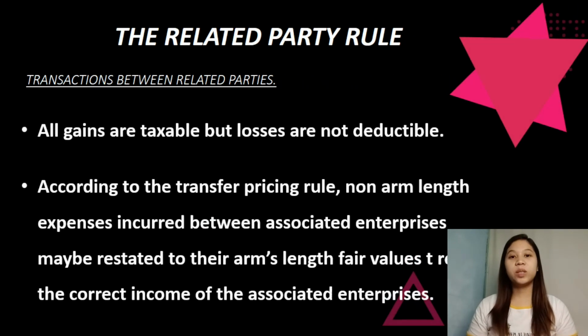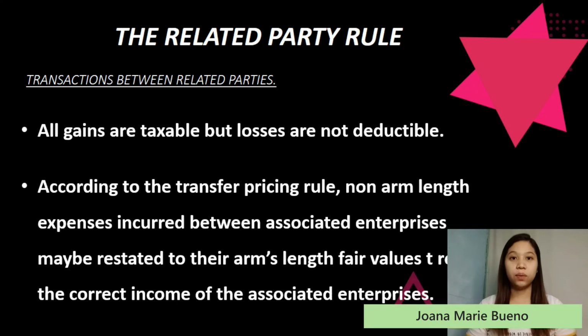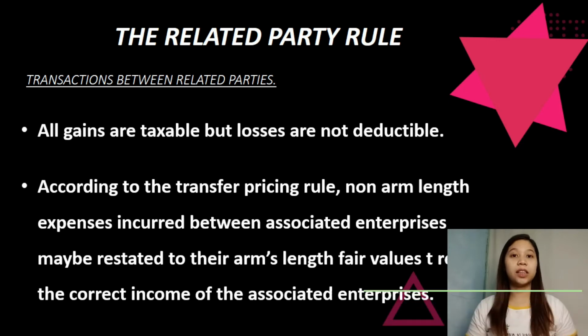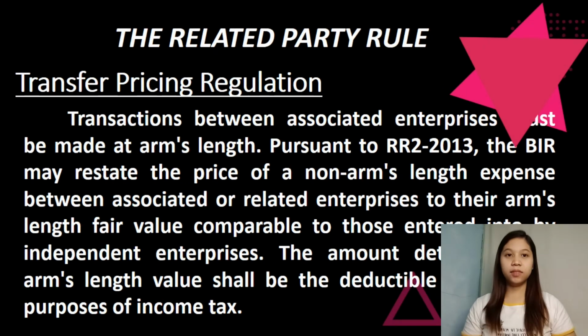The next principle of deductions is the related party rule. In this principle, gains realized between related parties are taxable, but losses are non-deductible. This is a control measure because transactions between related parties can easily evade tax responsibilities. This rule is relevant in the claim of losses, bad debts, and interest expenses.